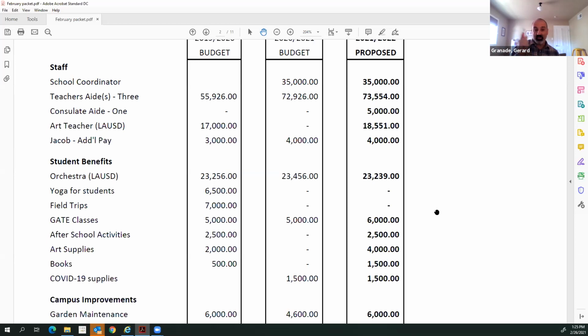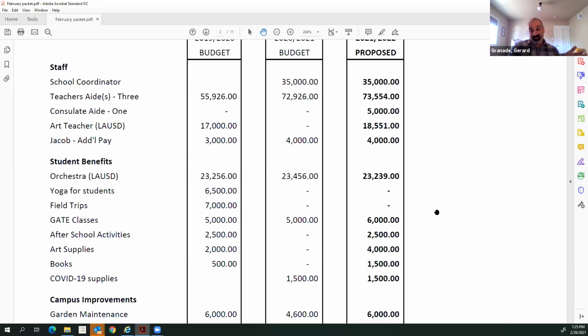Having a coordinator impacts all kids. Having orchestra impacts all the upper grade students. So the things that we have are all valuable programs, and all valuable line items that affect a certain group of kids. Gate classes: we're a school for advanced studies. How can we claim to be a school for advanced studies if we don't offer anything above and beyond for our gifted and talented students? So again, these are all important.